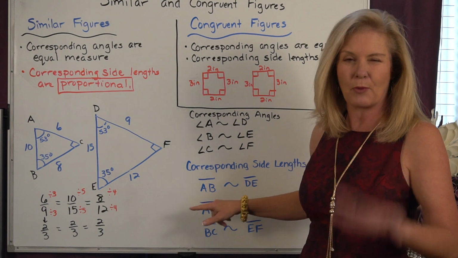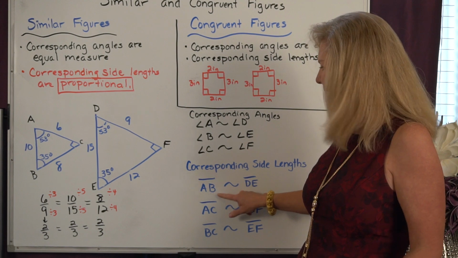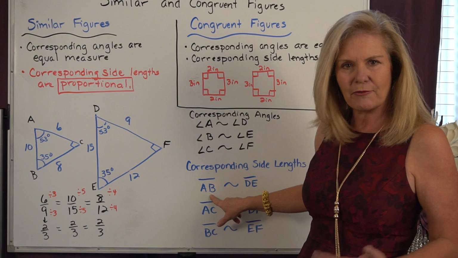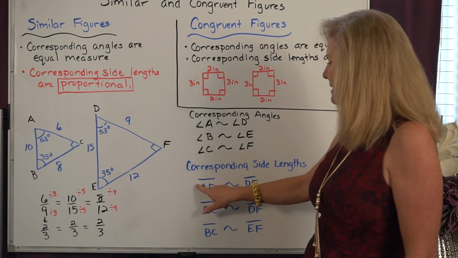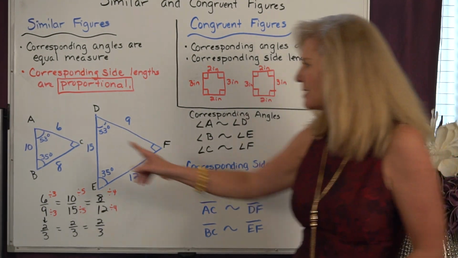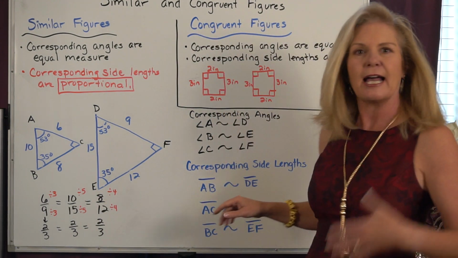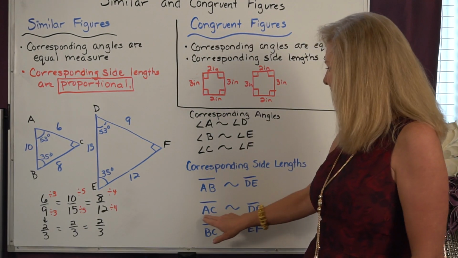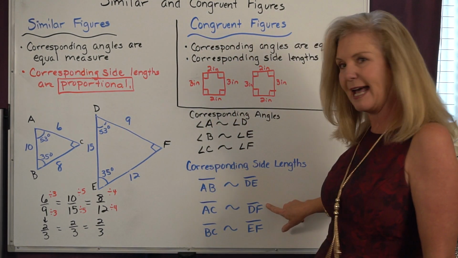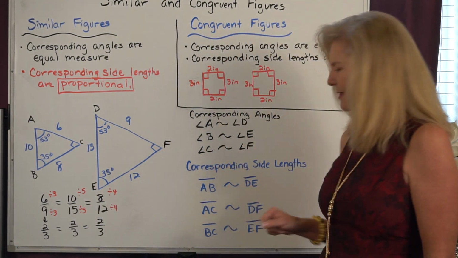So again, I need to write it correctly mathematically. So I'm going to put the segment line above the AB, and I always write these letters in alphabetical order. So A would always come before B. I would never write BA. So this is segment AB is similar to segment DE, but remember they have to be in the same position. So AB is in the exact same position as DE, therefore they have to be similar. AC is in the same position as DF, therefore they have to be similar, and segment BC is in the same position as EF, therefore they have to be similar.